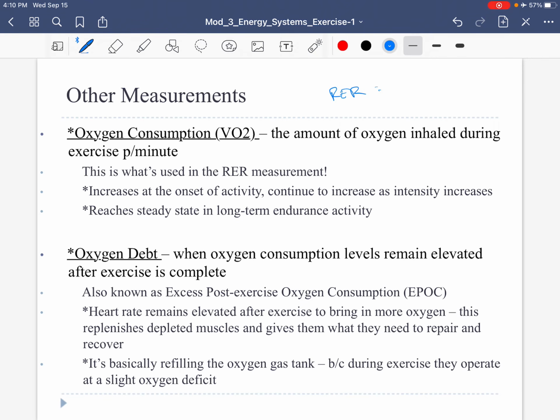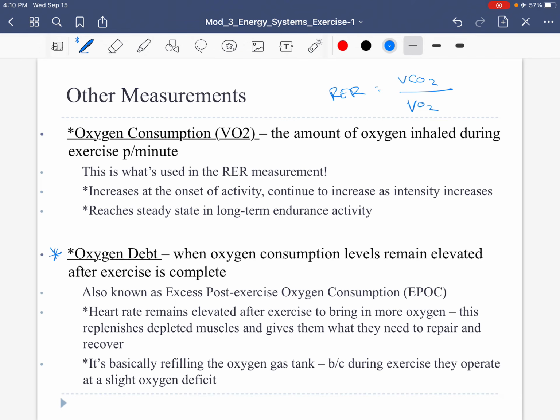Well, actually, we did talk about oxygen consumption. Didn't we say that RER was equal to the volume of CO2 we bring in per minute divided by the volume of oxygen we bring in per minute? Well, the bottom number there, that's the volume of oxygen we breathe in per minute. So I guess we already know that. Just another term to call it.